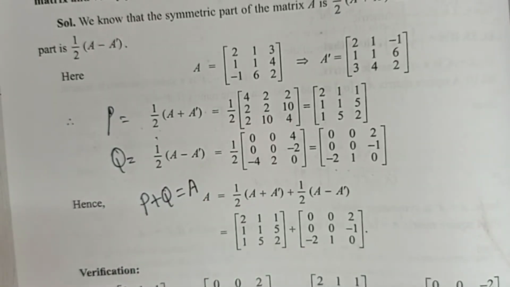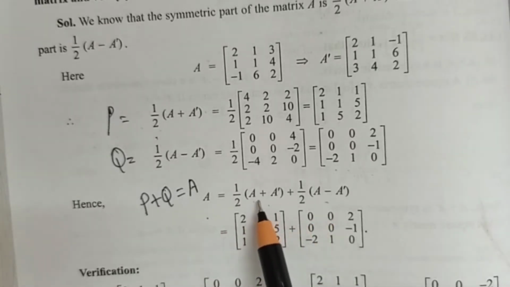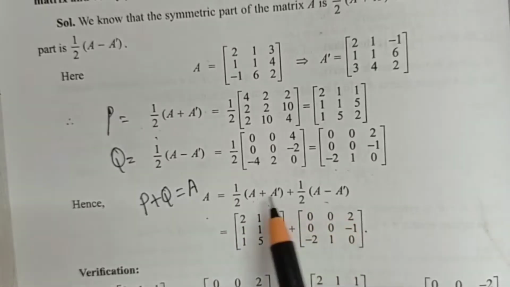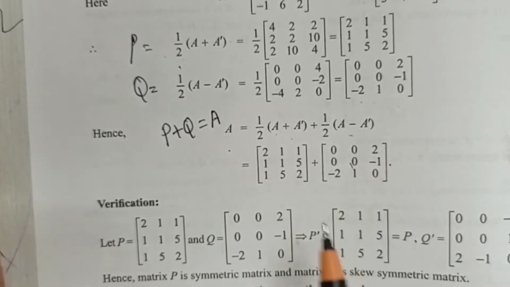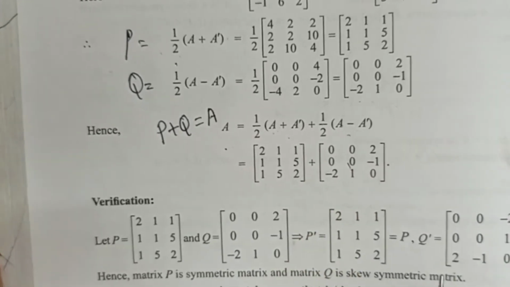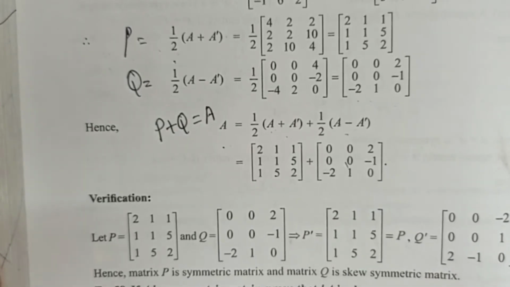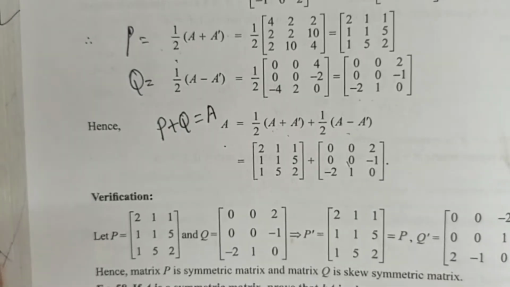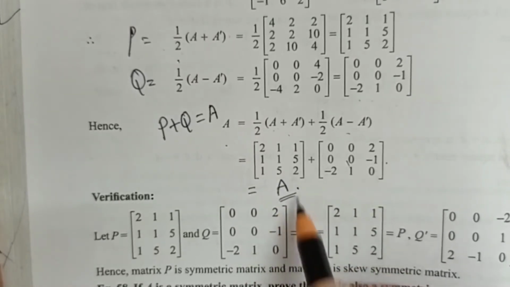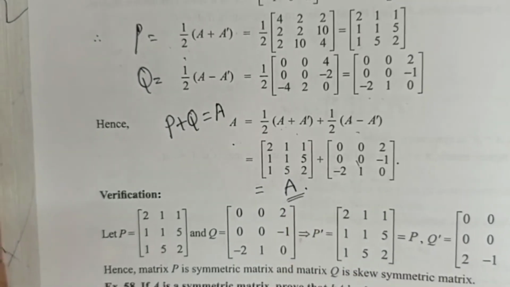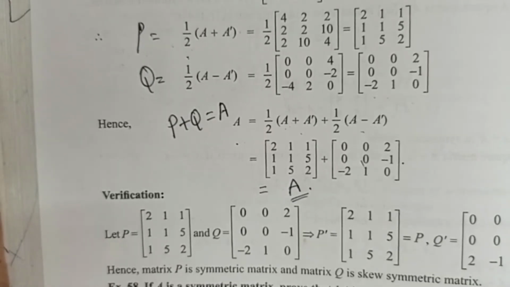That is the verification. Capital A is P plus Q. Instead of this, we write P plus Q. Yes, do that. Is P plus Q equal to A? Yes, P plus Q is equal to A. Okay, then below write P plus Q is equal to A. Therefore, verify the result.